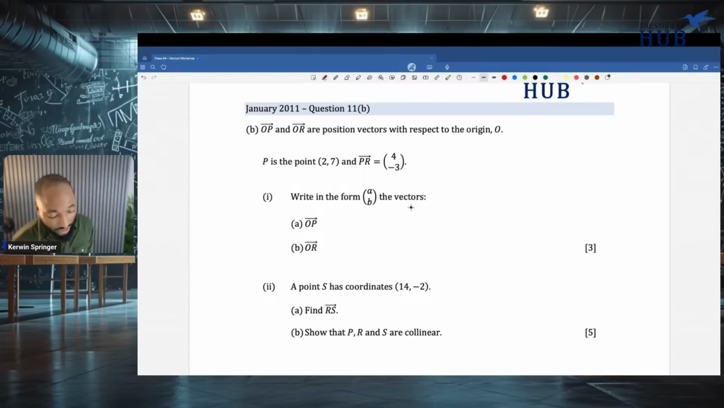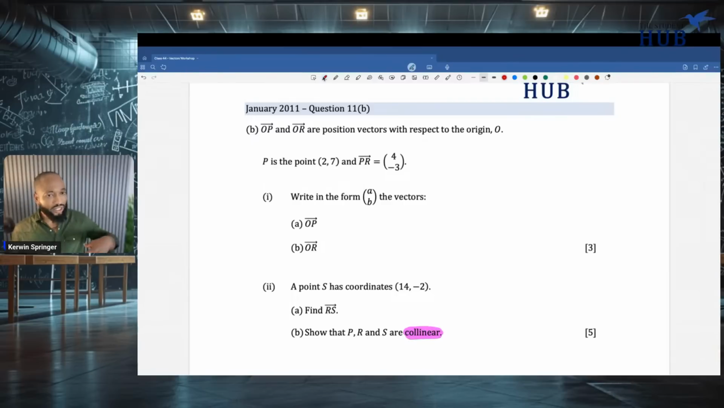January 2011, Question 11b. PS is given and PR is equal to (4, -3). Write in the form (a, b) the vectors OP, OR. A point S has coordinates (14, -2). Find RS. And there's that word: show that P, R, S are collinear. Beautiful, what a beautiful question, don't you think?